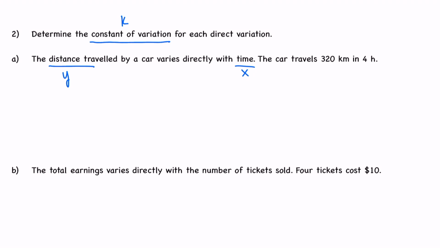So we can set up our equation. Remember, direct variation follows the formula y equals kx. So if we want to isolate for k, we need to divide by x on both sides. That gives us k is equal to our y divided by our x. In this case, our y is our distance traveled, which is 320 kilometers.